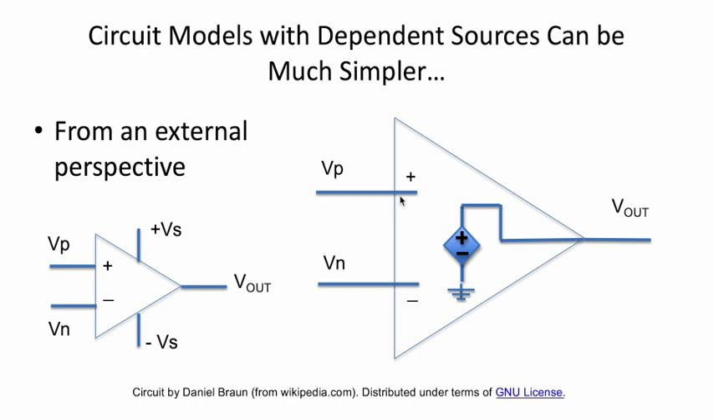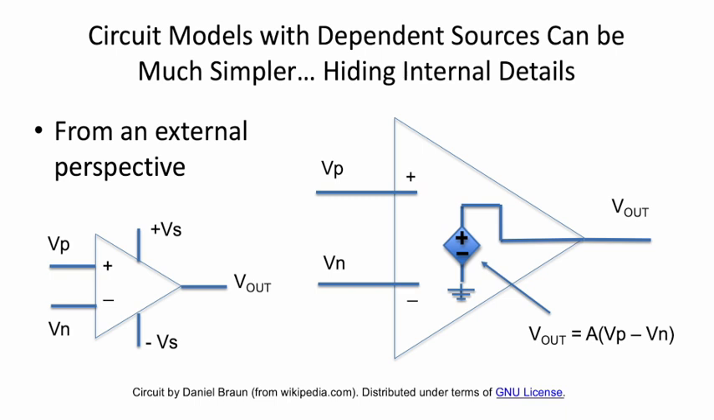You see the inputs VP and VN are ideal. The wires just come in and end, so there's no current entering the device in this idealized model. And the output is determined by this dependent source. It's a parameter A times the voltage difference. These are node voltages, VP and VN. The difference in those node voltages times A, and take A to be a large number that can be in the millions depending on conditions. So, circuit models with dependent sources can be much simpler because they hide those internal details. Very helpful.